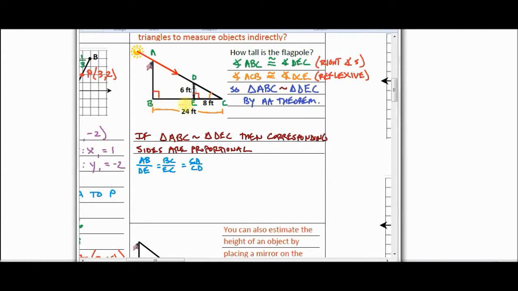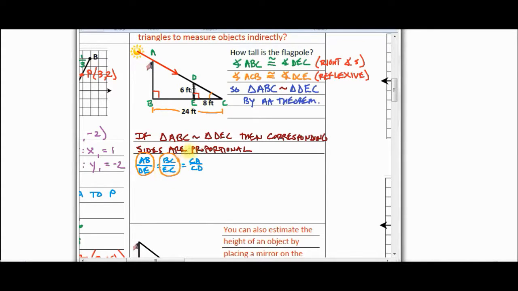Well, we're trying to figure out what AB is. So we want to use this proportion because I want to know what AB is. Let's find the proportion now that we know both measurements. BC, yep, we know that. EC, yep, we know that. This is our other proportion we're going to use.